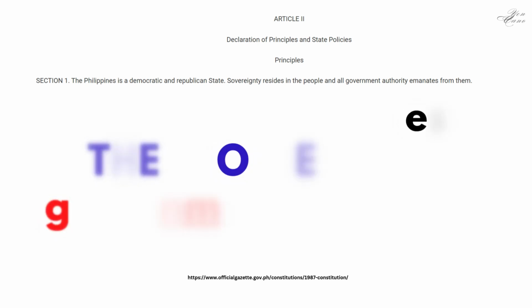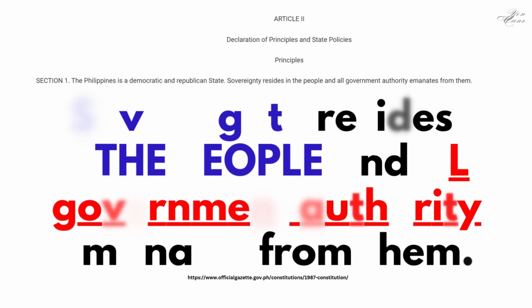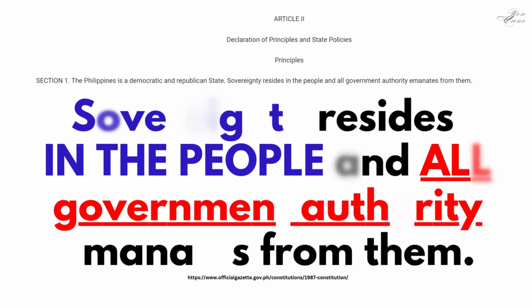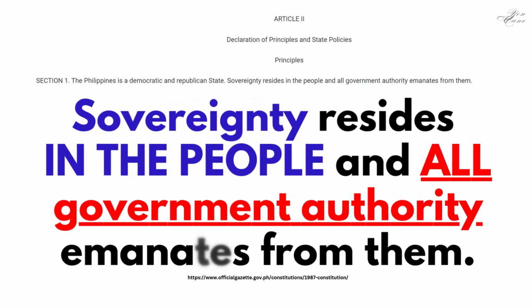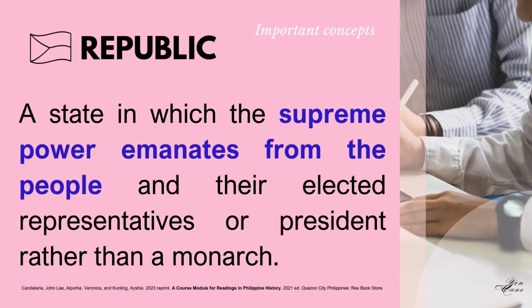Now remember that sovereignty resides in the people and all government authority emanates from you, from me, from us. All government authority emanates from the people. Now, again, I repeat, when we talk about a republic, it is a state in which the supreme power emanates from the people. And there are elected representatives who represent our interests.